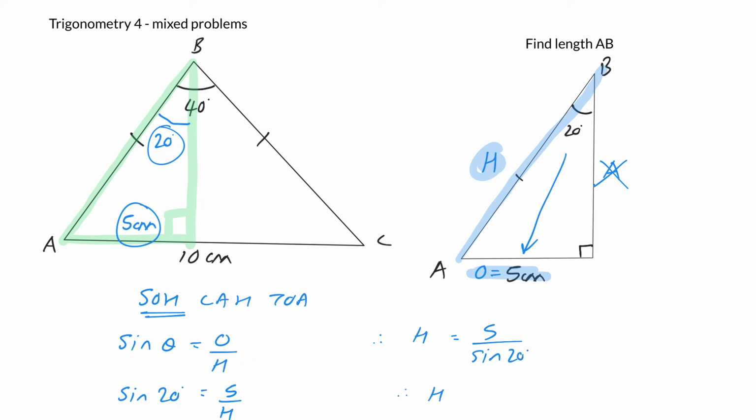Put that in my calculator. The hypotenuse, or length AB, is equal to 14.6 centimetres to 1 decimal place.